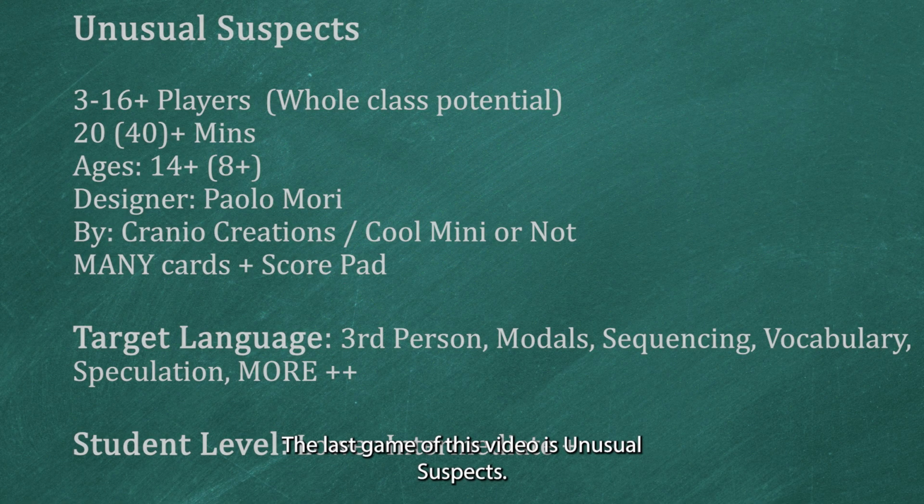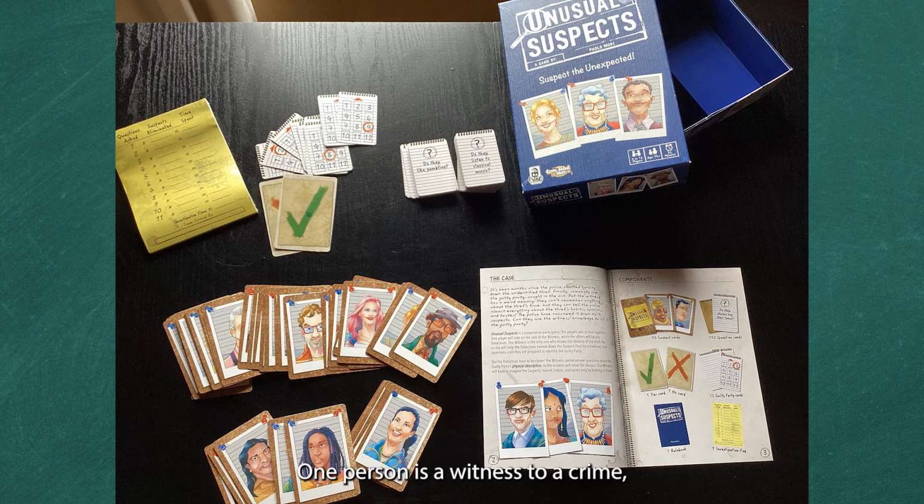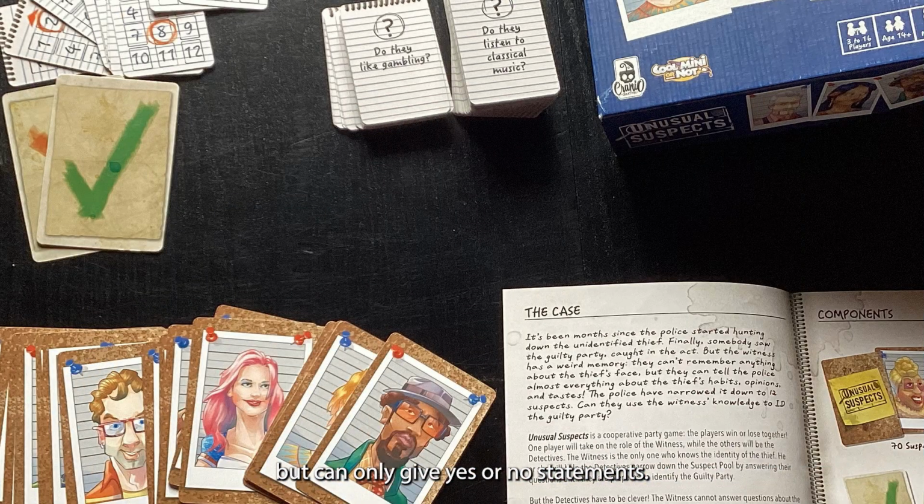The last game of this video is Unusual Suspects. Now, this can be a cooperative or competitive game, the latter of which would be team versus team. One person is a witness to a crime, but can only give yes or no statements. The other players are the investigative team, or teams. The object of the game is to find a criminal without making a mistake.